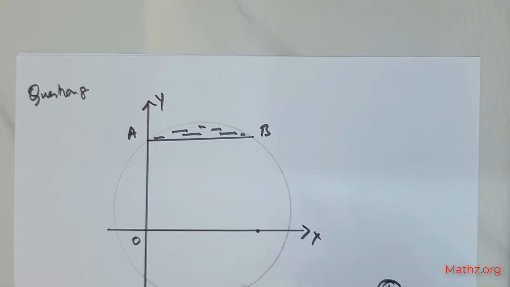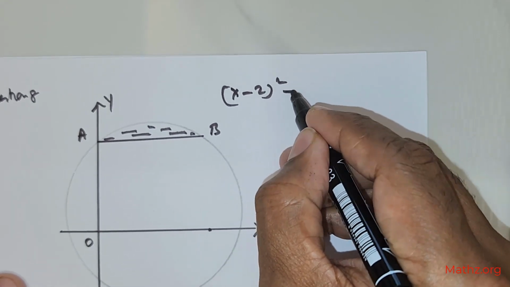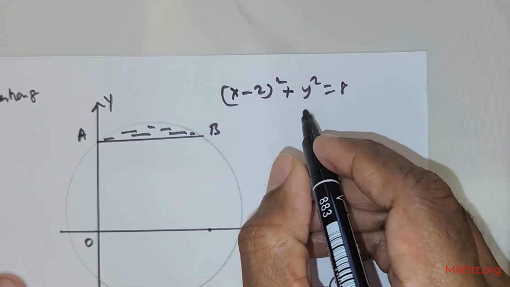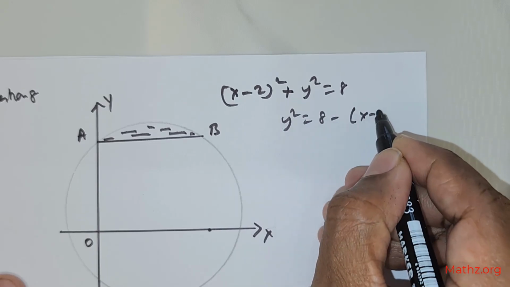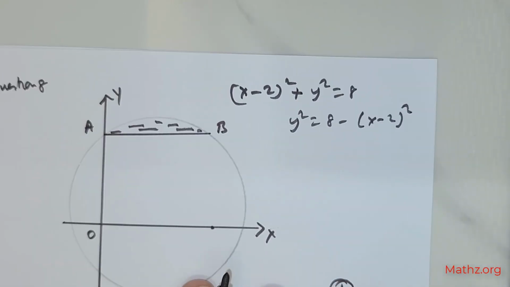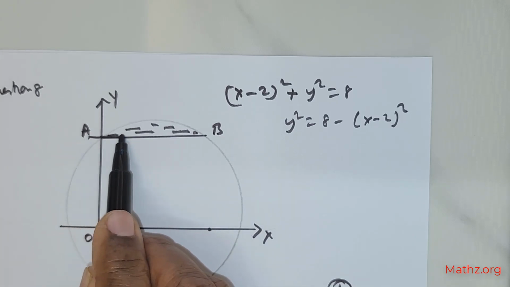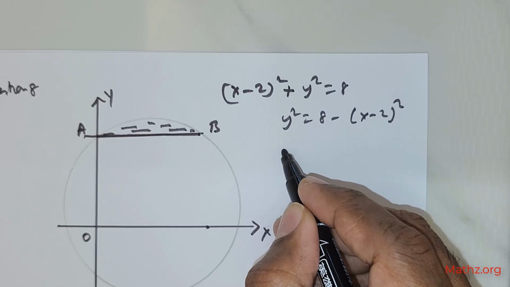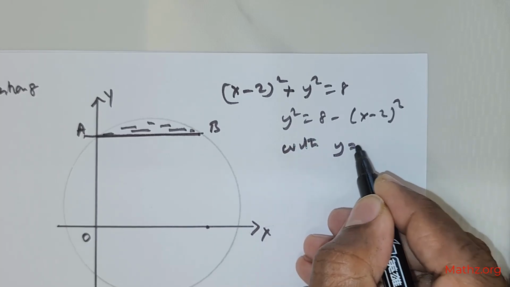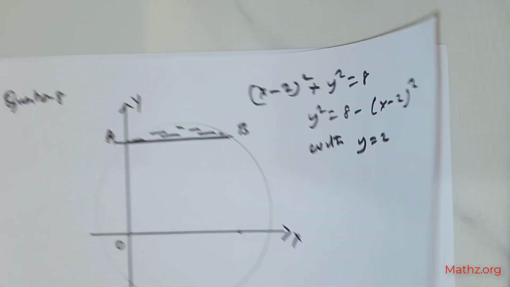Now circle, we know the equation of the circle. Now we need to extract the equation of the circle for y. So this is what we have got. So y squared = 8 - (x - 2) whole squared. So that will be the equation of the circle. Now we need to get the chord, right? Now this is actually y = 2, with y being equal to 2. So that would be the region for our integration.